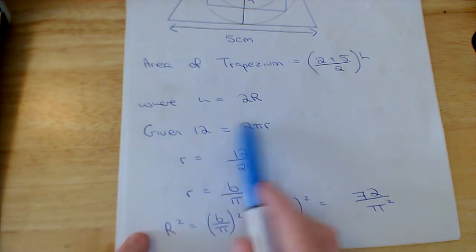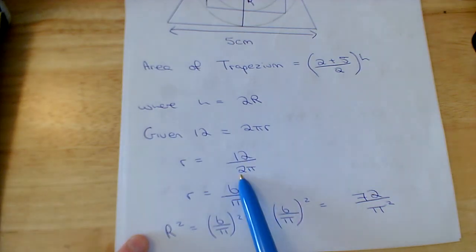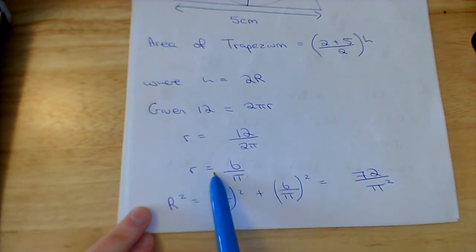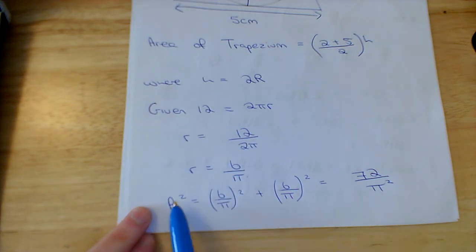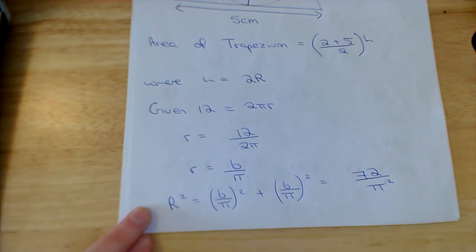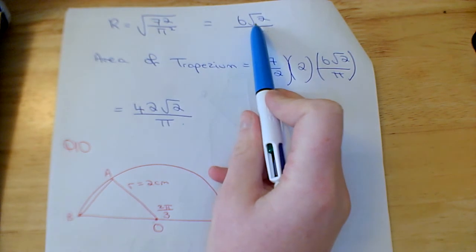So r is equal to 12 over 2 pi, so r is equal to 6 over pi. Then r squared is equal to 6 over pi squared plus 6 over pi squared, which gives me 72 over pi squared. So r is equal to root 72 over pi, which, when I break it down in my calculator, is 6 root 2 over pi.